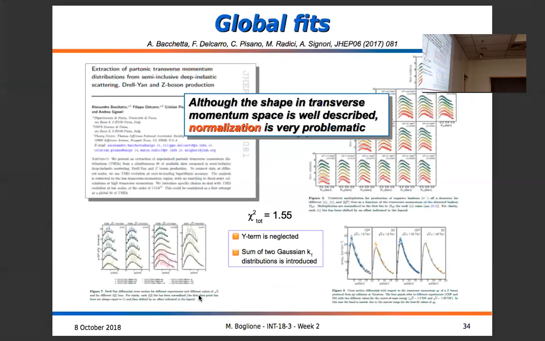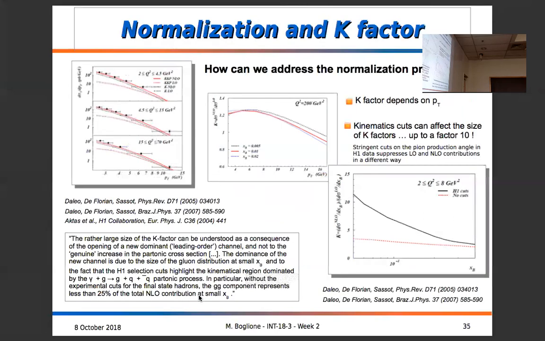There was also all the work related to the order alpha-S squared calculation of the Sivers cross-section in the past. And large K factors were found. These are data from HERA, so they are very high Q-squared kinematics. And they are also PT dependent. K factors are not just constant numbers, they depend on PT, and they are strongly affected by the cuts that you use in the kinematics.